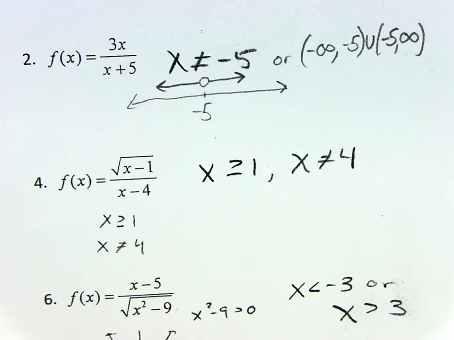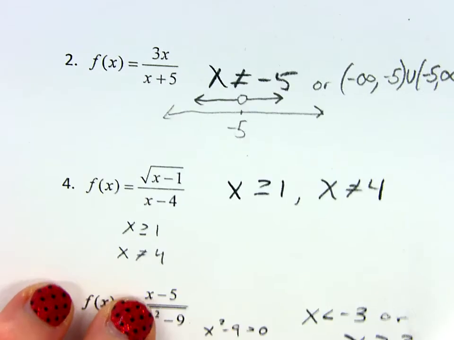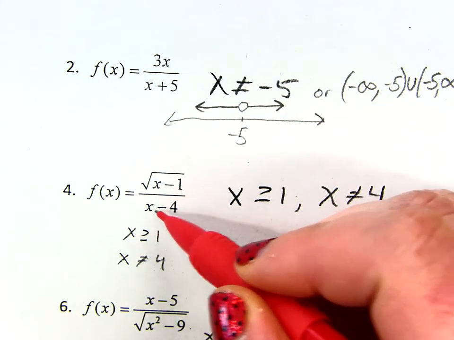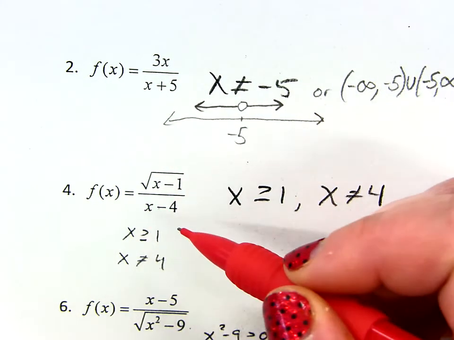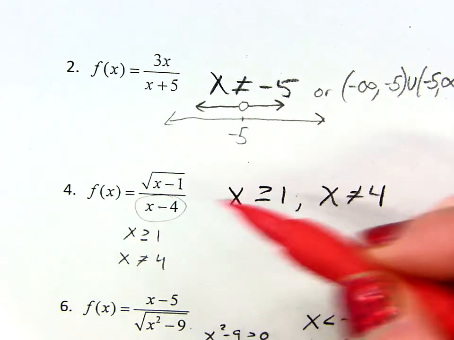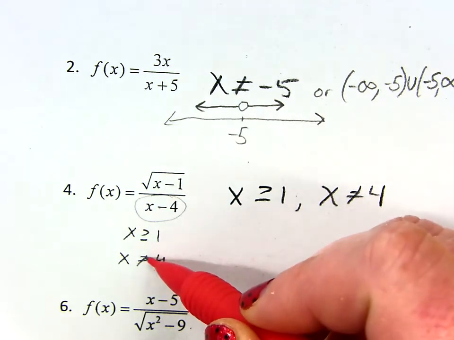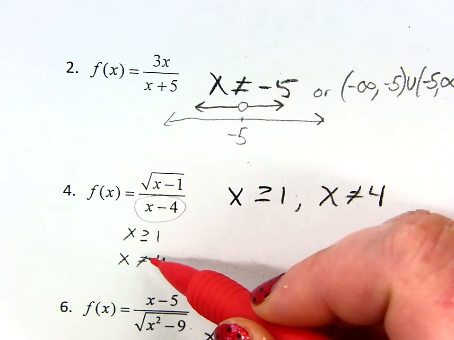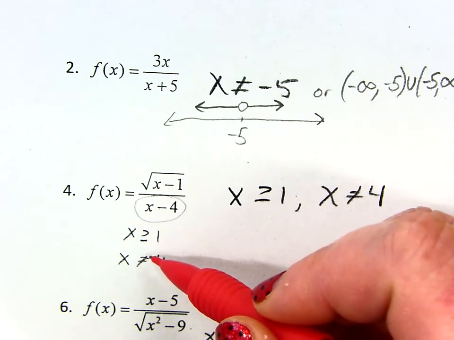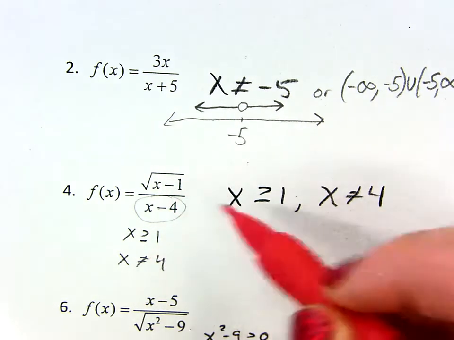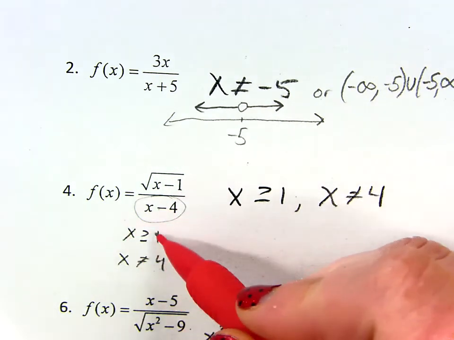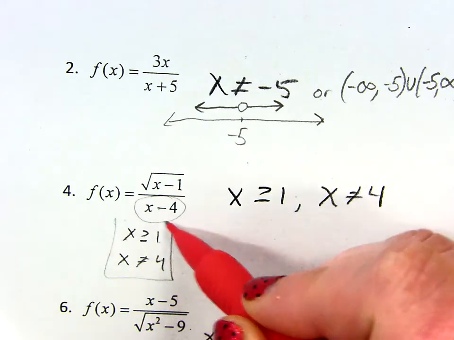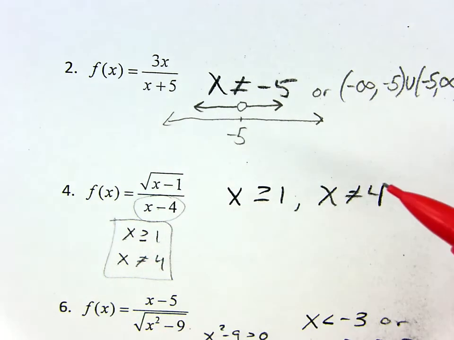Okay, 4. I have both problems. I have a square root and I have a variable in my denominator. So this guy, I can't have 4. So I know that's part of it. Whatever I'm going to say is my final answer cannot include 4, because 4 makes things break. Up top, I'm going to set that greater than or equal to 0 and solve, so I get this. X is greater than or equal to 1. So I need both of these.